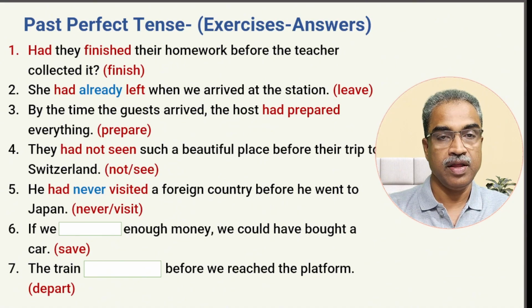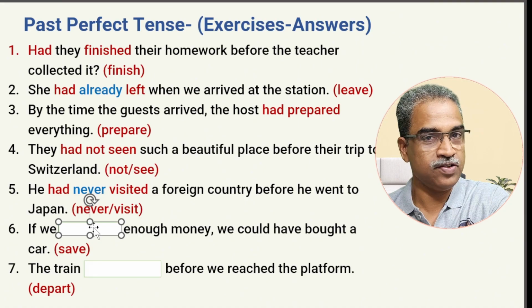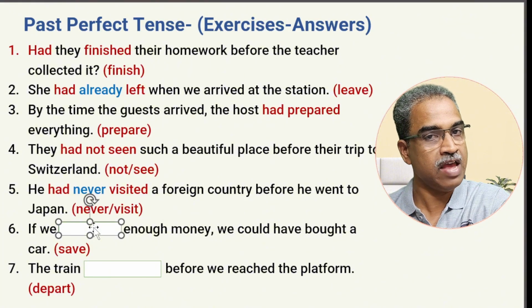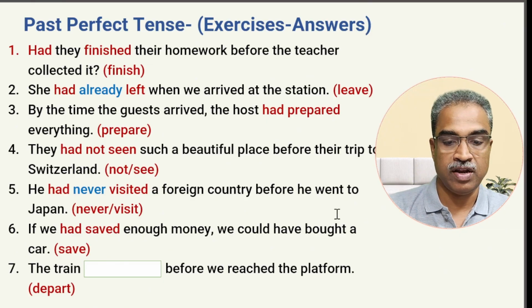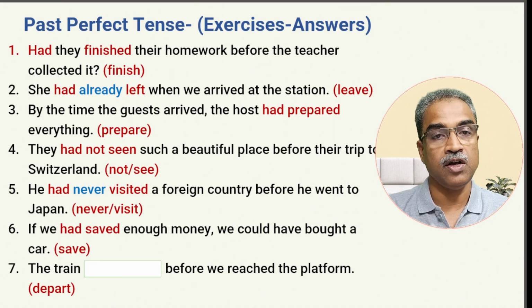And sixth one, if we dash enough money, we could have bought a car. If we had, past perfect, auxiliary verb had, save. Save is the main verb. What's the past participle V3 form of save? Saved again. Save, saved, saved. We are using V3, not the second saved, which we use in the simple past. So if we had saved enough money, we could have bought a car.